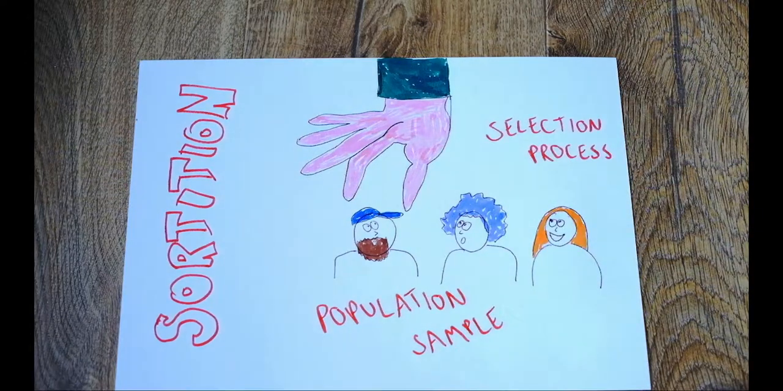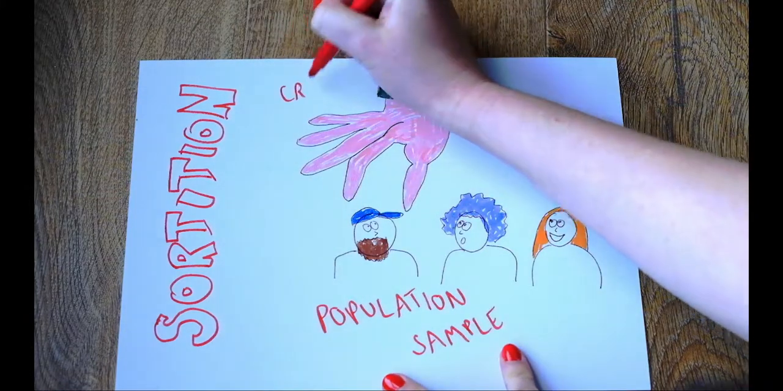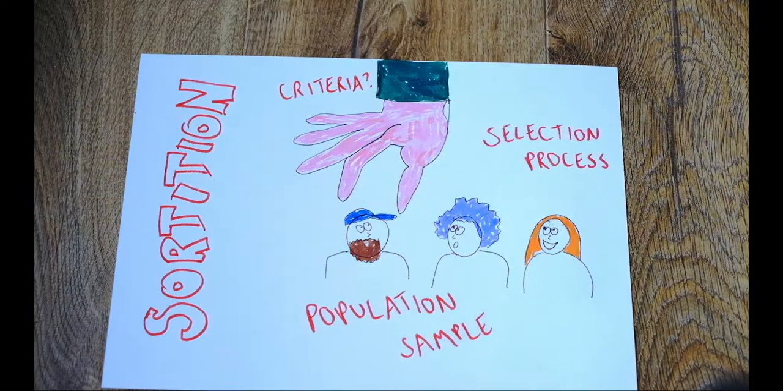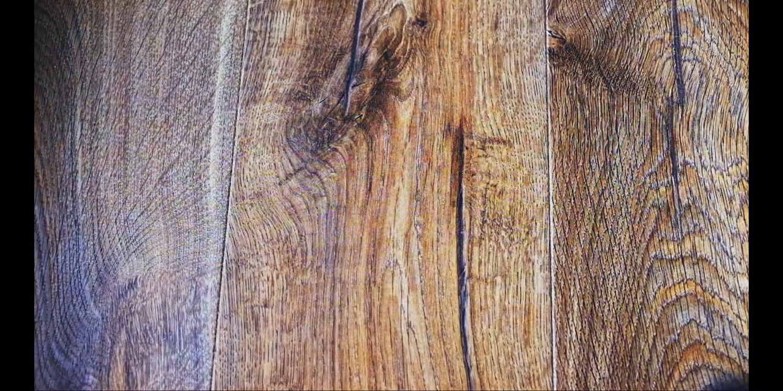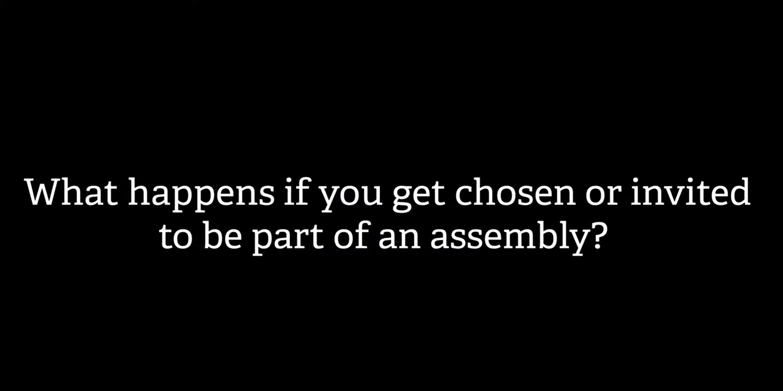So for example, at the local level, you see some local processes considering wards in which people live as part of that criteria, ethnicity, whether or not people are in employment, and things like that. There are lots of different ways that the selection process and being invited to an assembly could work, but I'll give you an idea of how it could work in practice.